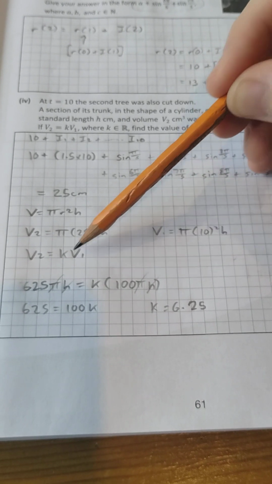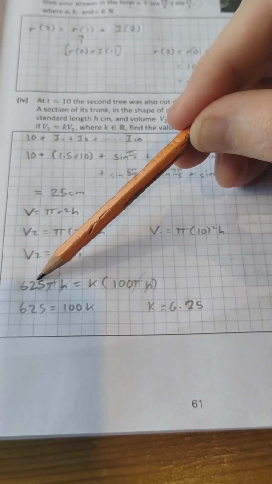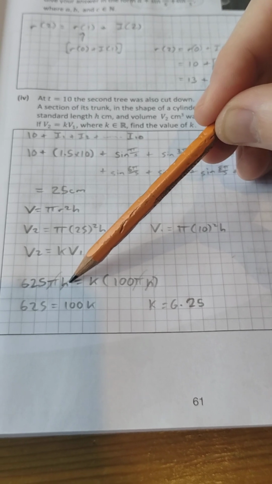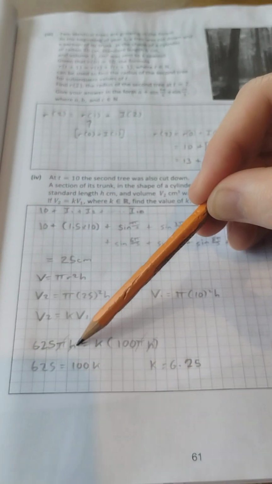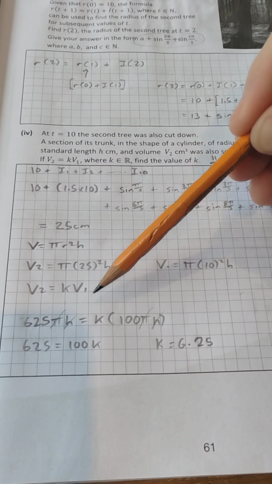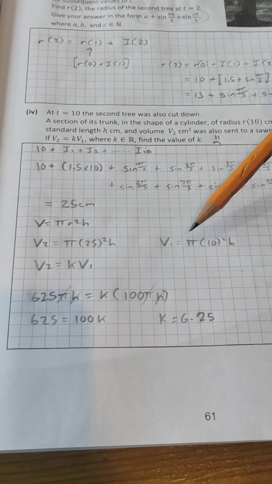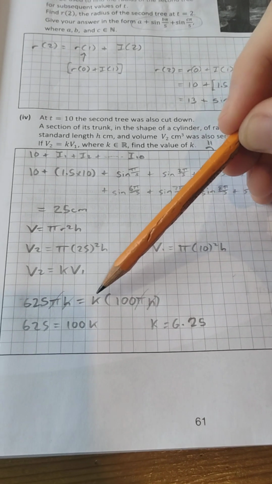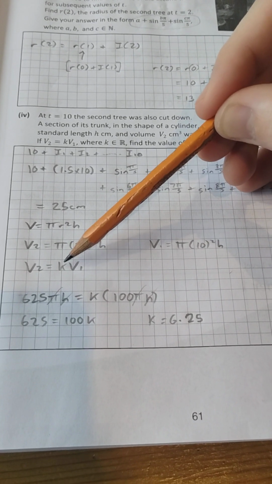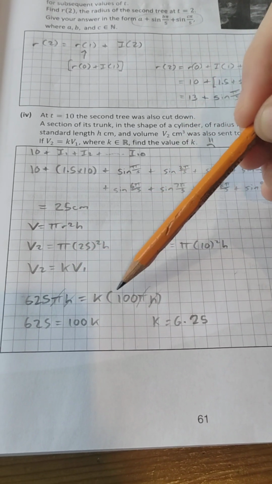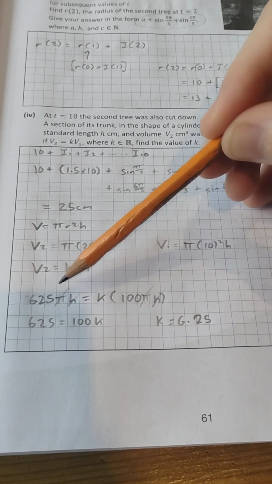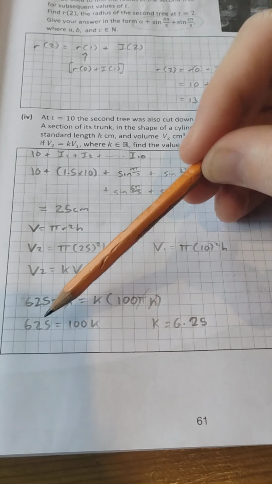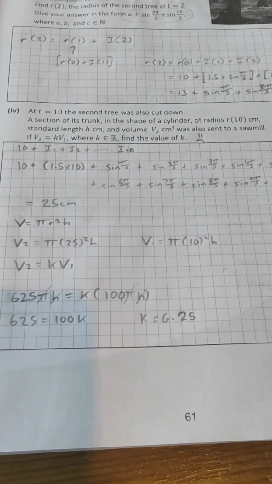So this one comes down here. You get 625. We don't know the height, or do we? I don't think we do. No, height's just H, so I had to leave it as H. And then this V1 here, same thing, you just put the 100 in, equals the K because they want that to happen. This pi here and this H and this pi here and this H, they all cancel out. So you're left with 625 and you're left with 100K. Divide by the 100, 6.25, and we're done.